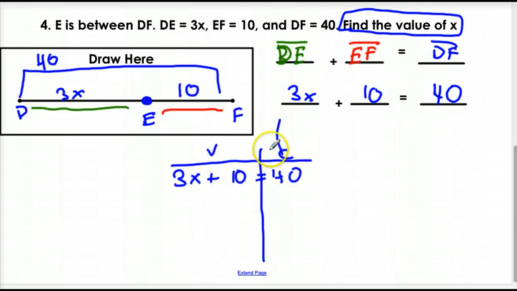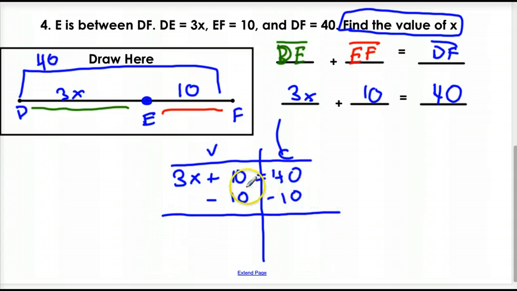We've got to move our numbers over. The first thing we're going to do is subtract 10. We're going to use the opposite operation, which is minus, to move it to the opposite side. So these 10s cancel, and we get 3x equals 40 minus 10, which is 30.